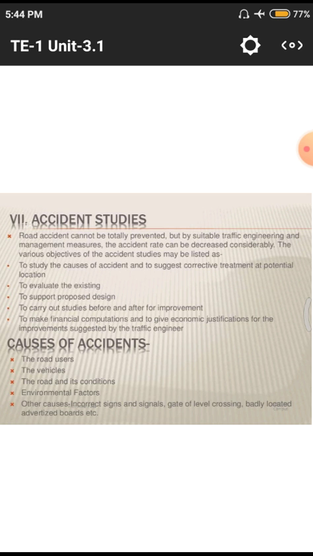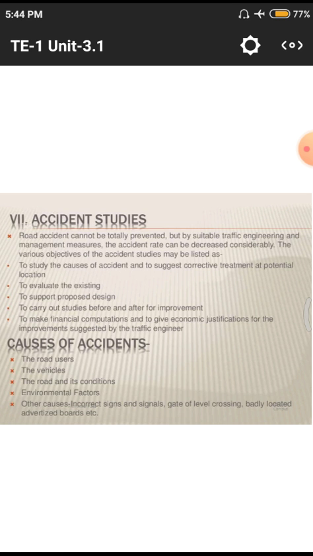Next one is the vehicles. That means if there is a space on a particular road, the vehicle has to move with a particular velocity. If the vehicle is not maintaining its speed, it also leads to severe accidents. That is a small example. Likewise we have different causes related to vehicles, so we need to understand by observing the particular space of the accident occurring.